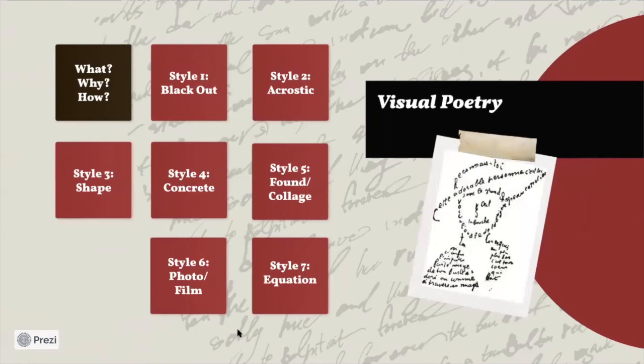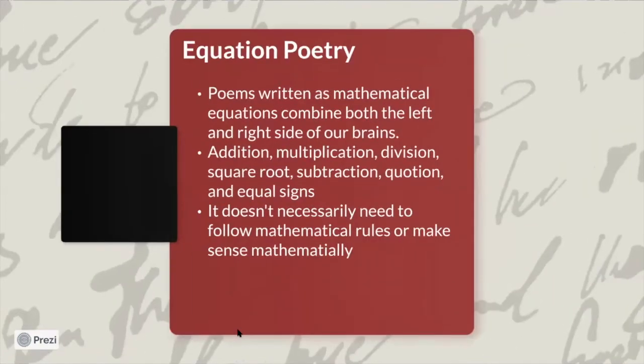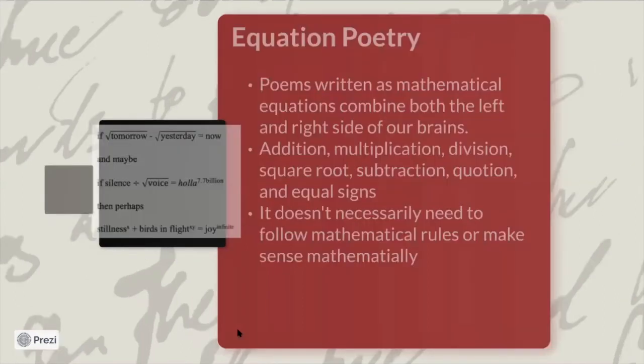The next one I want to take a look at is equation poetry. Basically, equation poetry is poems that are written as mathematical equations, taking both the left and the right side of our brains, both the creative and analytical sides of our brain, and combining them together to create a poem. Whether you use addition or multiplication, division, subtraction, square root, quotient, or equal signs, they each have their own meaning and can be incorporated into a poem. Now, equation poetry doesn't always necessarily follow mathematical rules or make sense mathematically. Sometimes it does, but it doesn't always have to. Let me show you some examples.